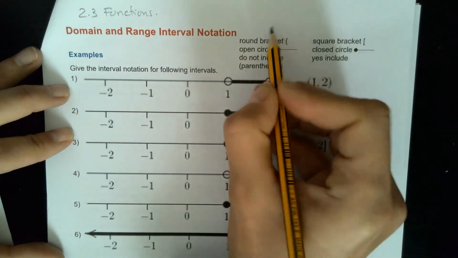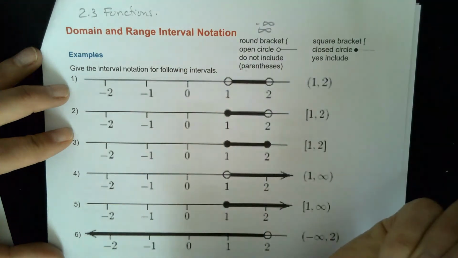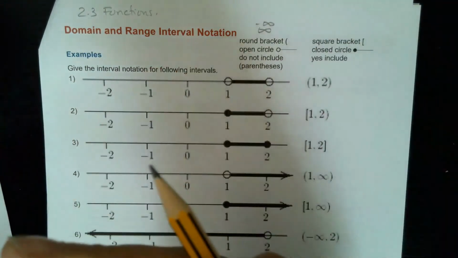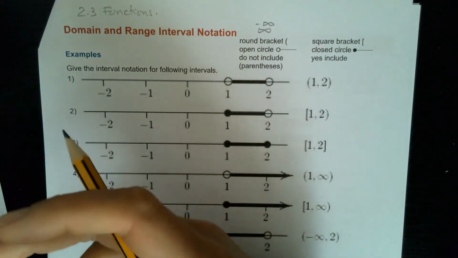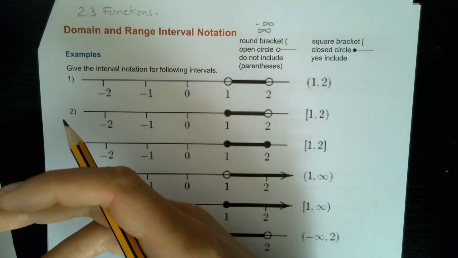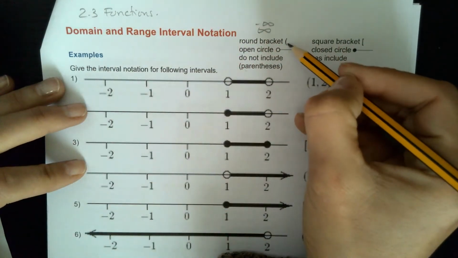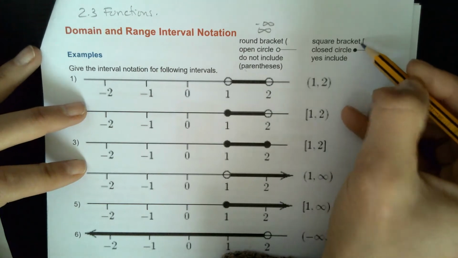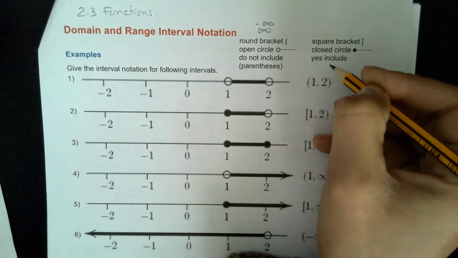Okay, we also always use round brackets for negative and positive infinity because you never can actually hold negative infinity in your hand or have infinity dollars in your bank account. So infinity, you always use the round bracket. Square brackets are used with closed circles, and it means yes, include that number.